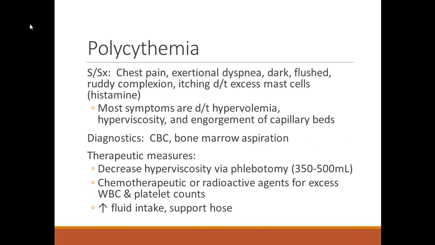Signs and symptoms: chest pain, they're going to get short of breath with any exertion. Their complexion is going to be dark and flushed, ruddy, because there's so many red blood cells that it's actually causing the person to appear ruddy, flushed. They're going to have itching because their mast cells are going to be activated, which is a histamine issue.